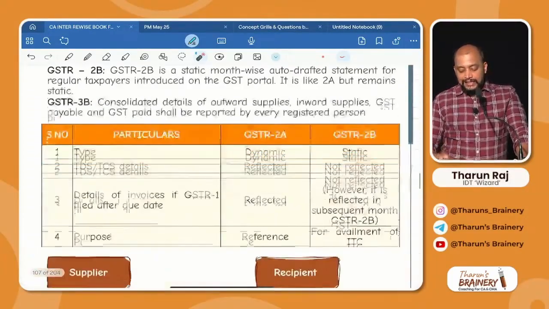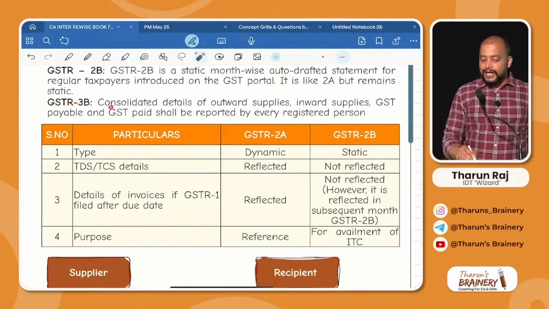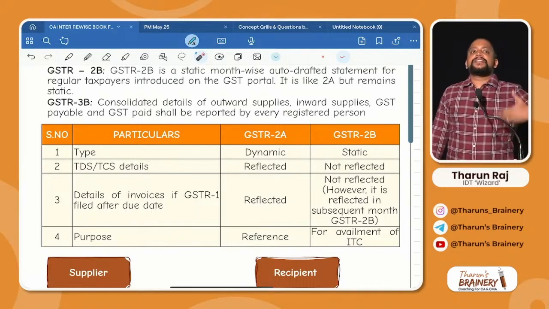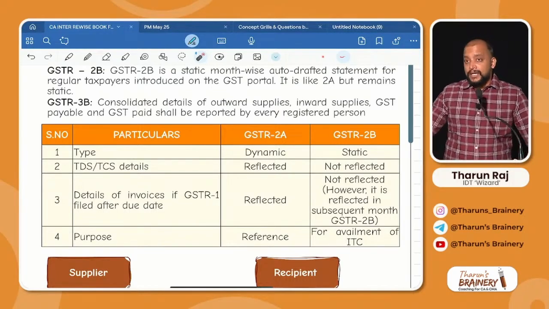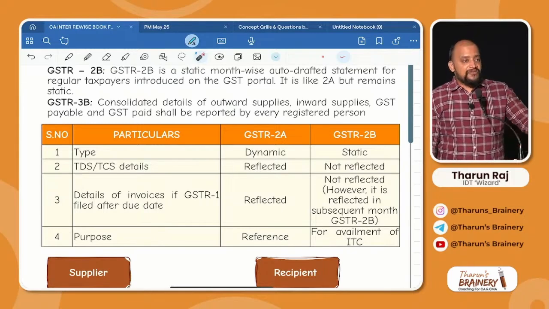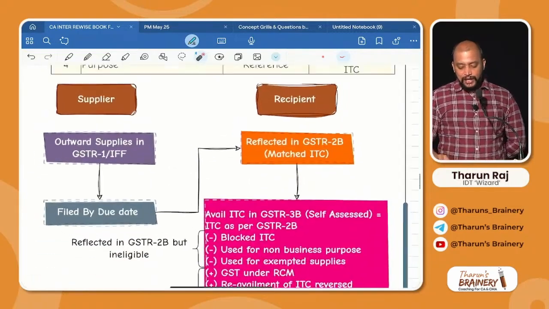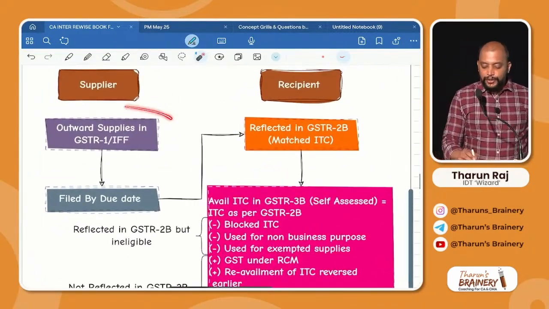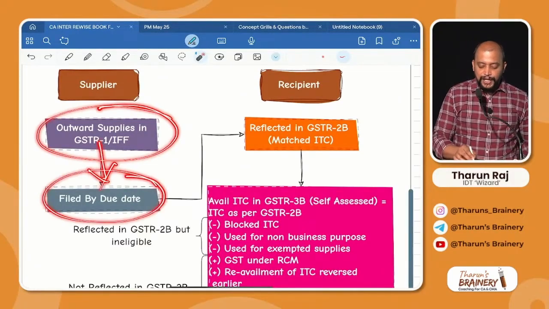Next, see this GSTR 3B. What is GSTR 3B? That's a consolidated return that contains the details of outward supply. How much is my liability? How much is my ITC? What is my net liability? How much is the late fee or interest that I need to pay? Everything will be there in the 3B return. Now, say this, already we discussed. That is, the supplier will report the details in GSTR1 or IFF and he files it by the due date.